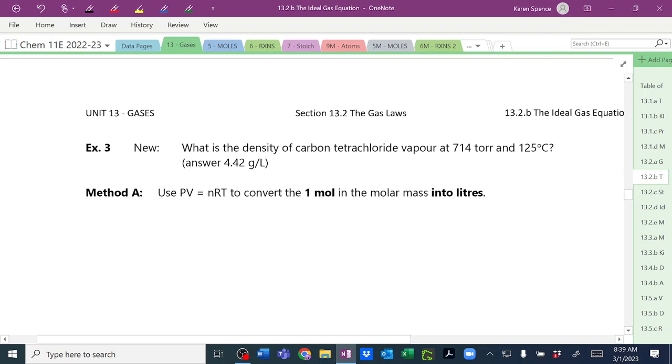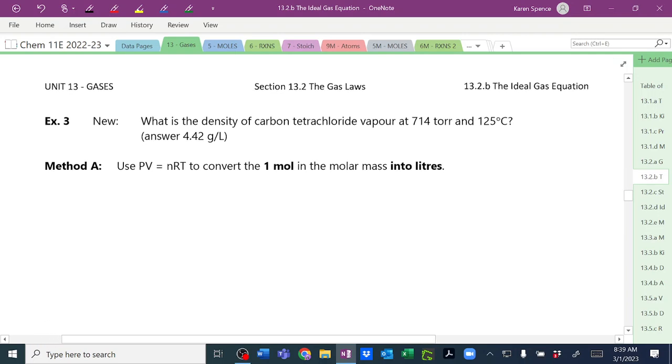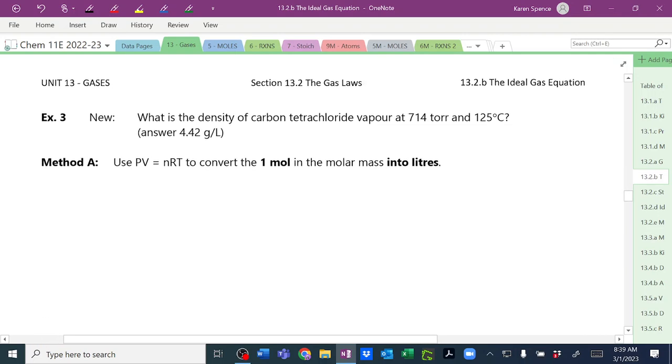All right, example number 3. Now we're going to be doing this, but with torr and degrees Celsius. And so that means instead of being at STP, we are going to have to use the ideal gas law.